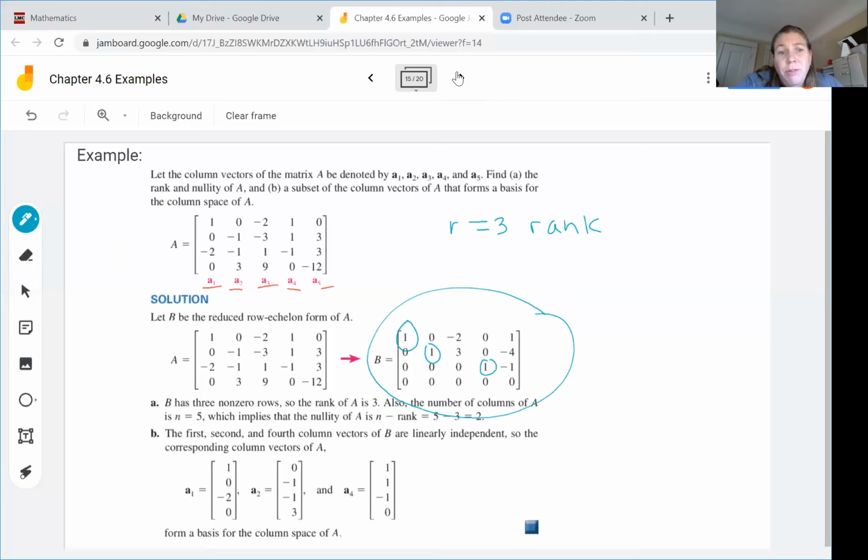And the number of columns of A is 5. So n equals 5 is our dimension of A. And that's because it was, is it a 4 by 5 matrix? M by n. So the nullity of A is going to be 5 minus 3, or 2. So nullity is going to equal 2.